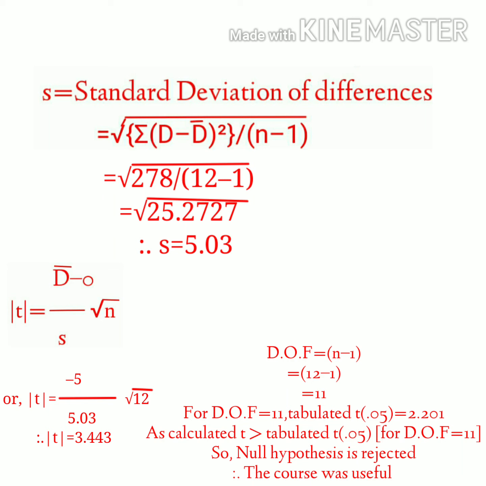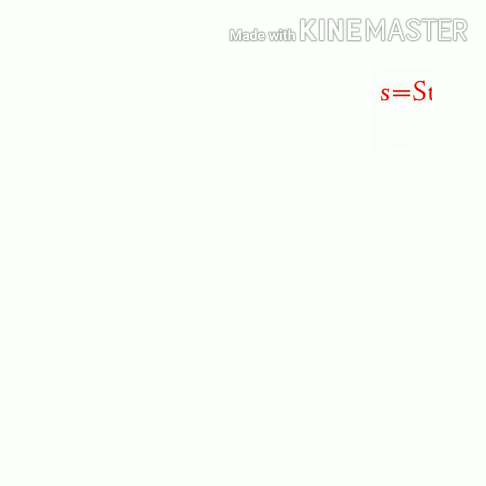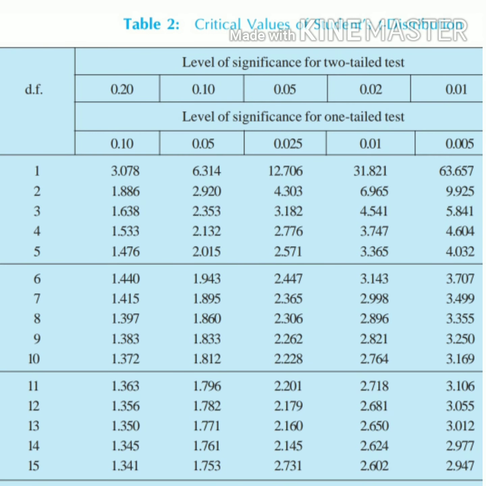Clear? Here most of the students get confused about where they should identify the tabulated t value. Students, you should remember one thing: the tabulated t value is usually given in the math. If it is not given, then you will get the t table where you will find the value of t at different significance levels with their respective degrees of freedom. Clear? Here I will show you how to find the tabulated t value from the t table. So first see, on the left hand side you will get the degrees of freedom, and on the right hand side you will get the level of significance for the two-tail test and for the one-tail test.